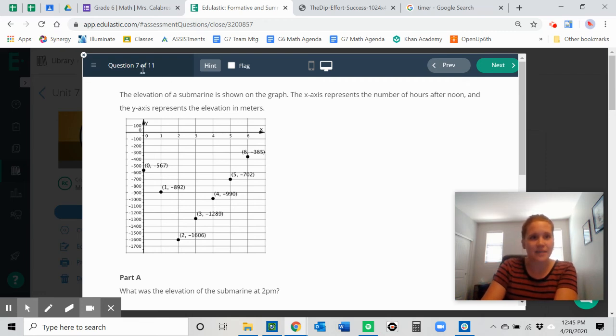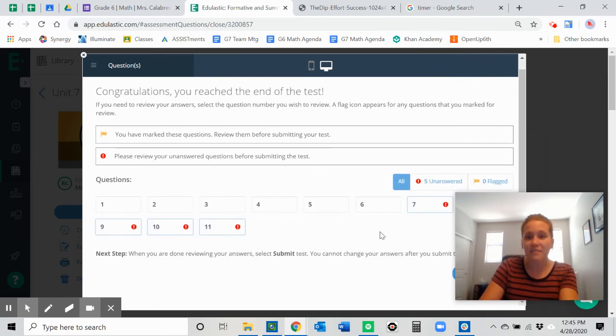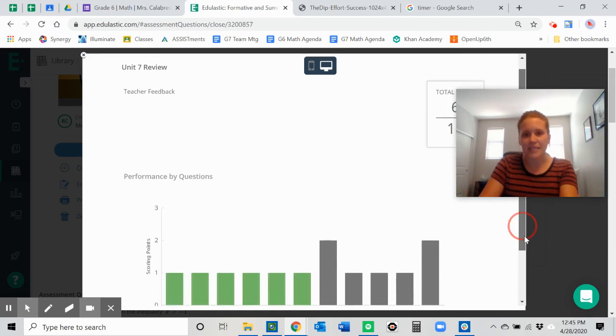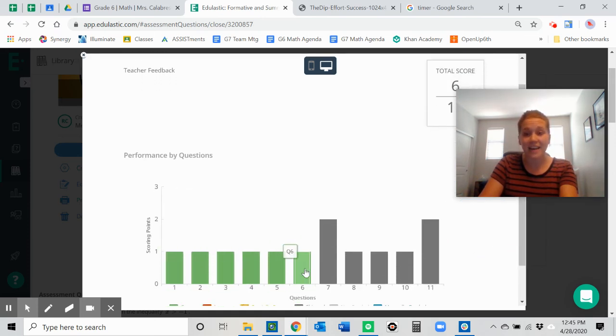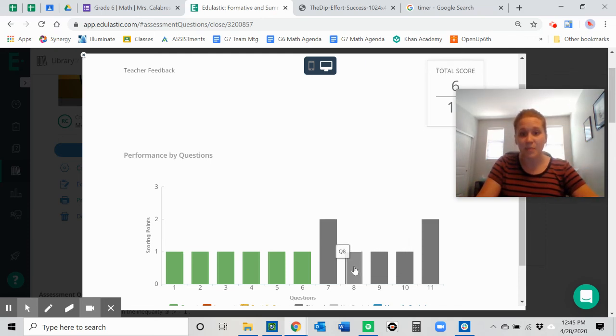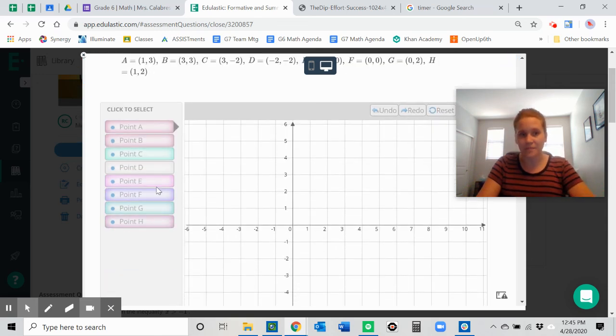And just as a reminder, I'm going to show you what it looks like to submit. Now, I haven't answered all the questions, so you need to make sure to answer all these questions. But I want to show you what happens. So I can see that questions 1 through 6 I got correct because we did them together. These bars 7 through 11, you're going to see either red or green. If it's green, it means you got it right. If it's red, it means you got it wrong. And what I want you to do is click on that bar, and it's going to take you to your answer for that question. My bars are gray because I didn't answer these. That's for you to do, okay?